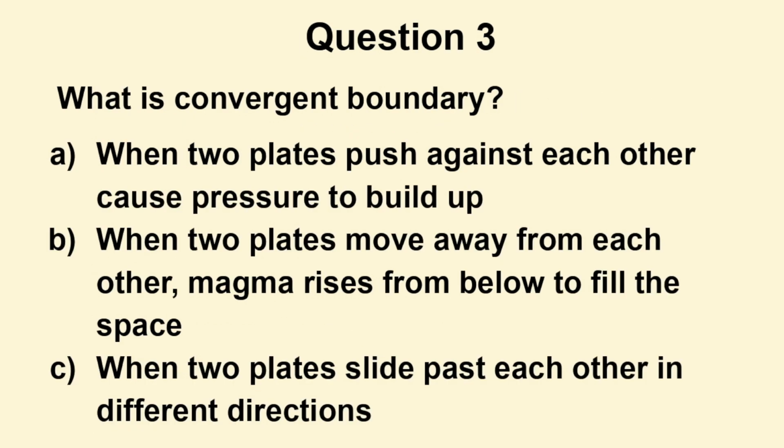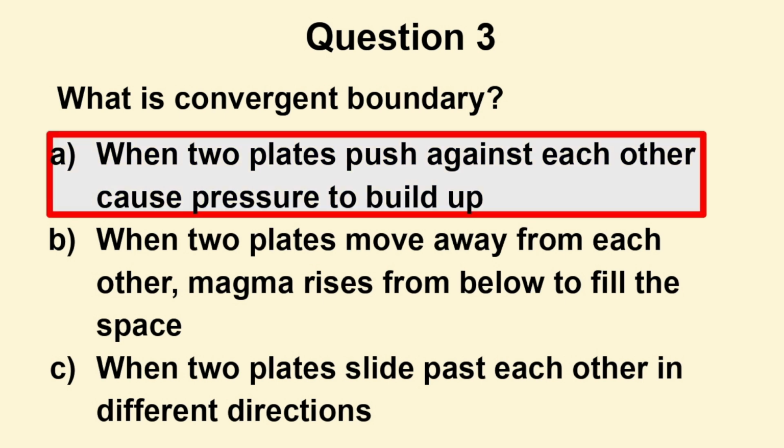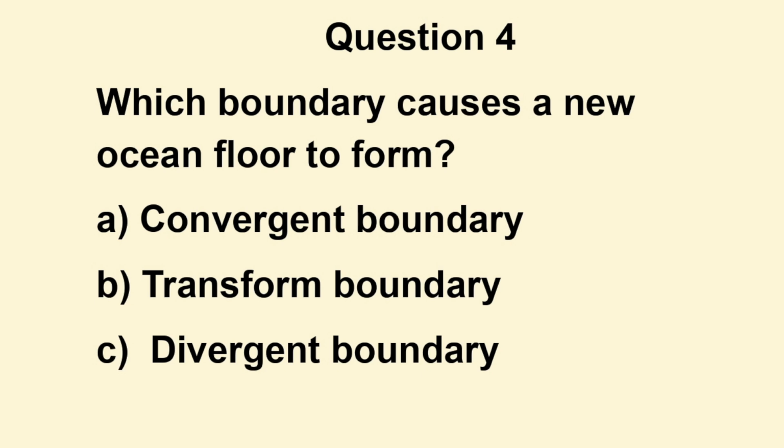Question 3. What is convergent boundaries? A. When two plates push against each other, causing pressure to build up. B. When two plates move away from each other, magma rises from below to fill the space. C. When two plates slide past each other in different directions. Question 4. Which boundary causes a new ocean floor to form? A. Convergent boundary. B. Transform boundary. C. Divergent boundary.